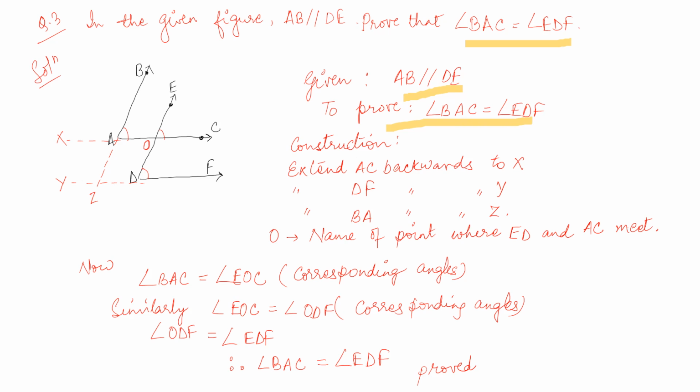Now the construction, what I have done: I have extended AC backwards to point X, the same way DF backward to point Y, and then BA backward to point Z. Okay, and O is the name I have given to the point where they are intersecting. Now angle BAC is this angle and angle EOC is this angle. They are equal because they are corresponding angles.